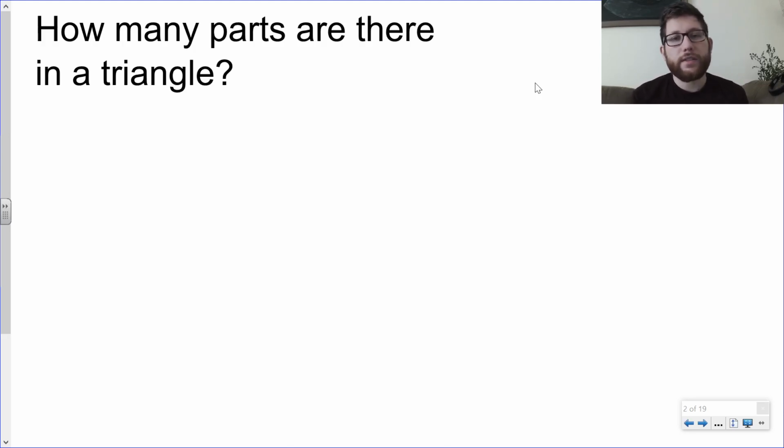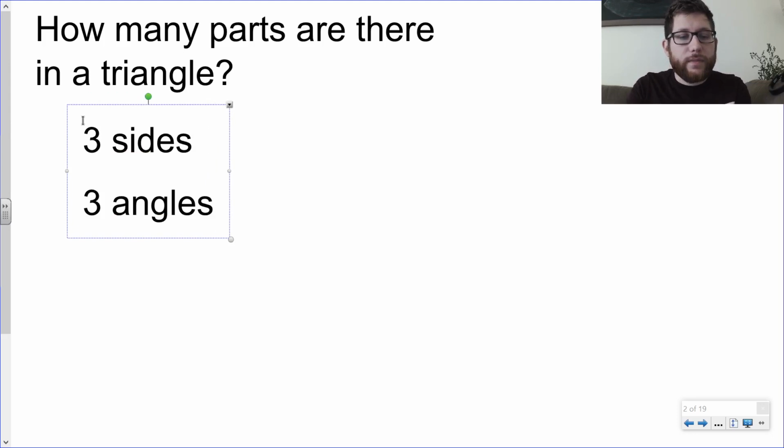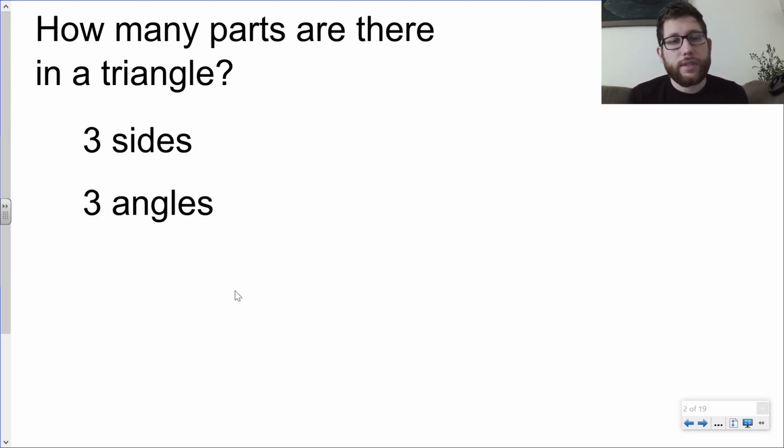Before we jump into exactly which ones are congruent, which ones aren't, let's talk about this first. How many parts are there in a triangle? So go ahead, see if you can come up with an answer. If you're thinking about a triangle, how many parts are there in a triangle? Well, kind of how I would be thinking about this, I would say that there's 3 sides, right? A triangle has 3 sides, but that also creates 3 angles. So in a sense, in each triangle, there's 6 parts. There's 3 angles, 3 sides.